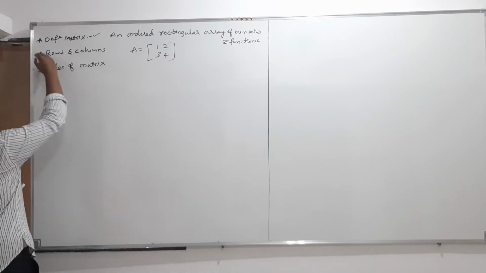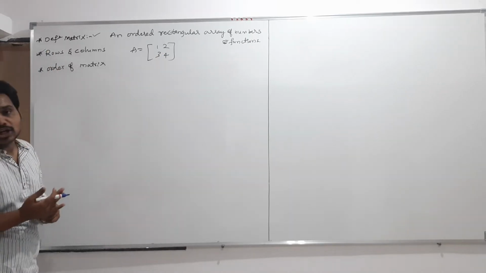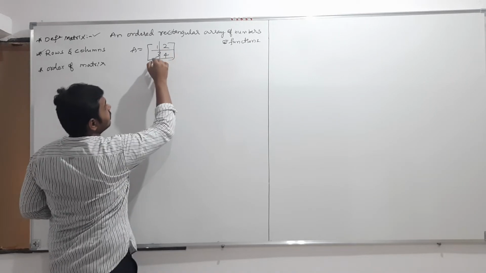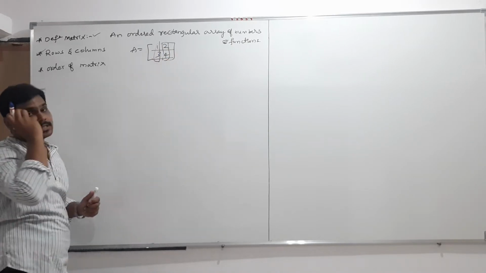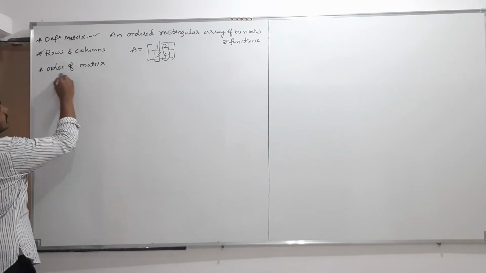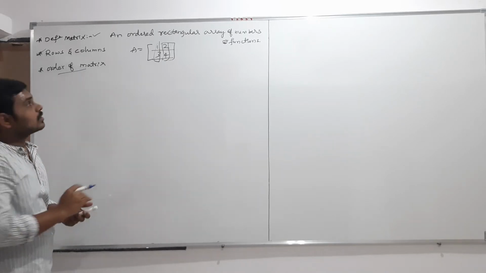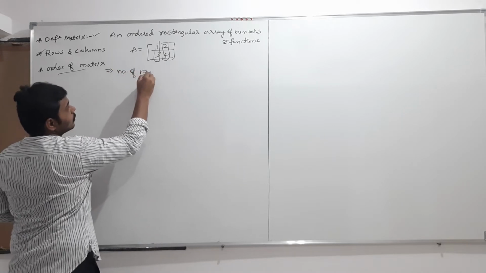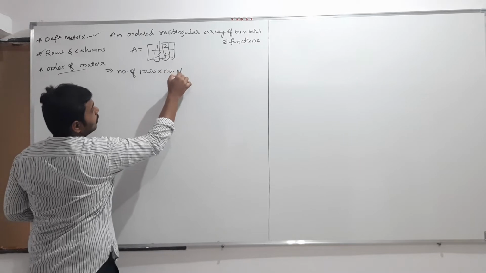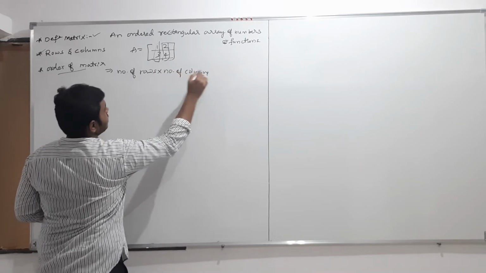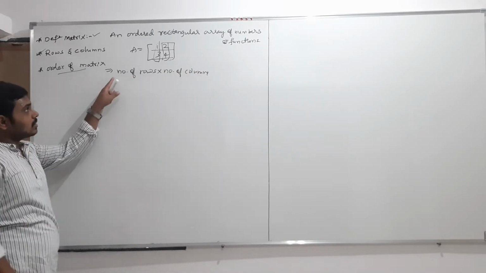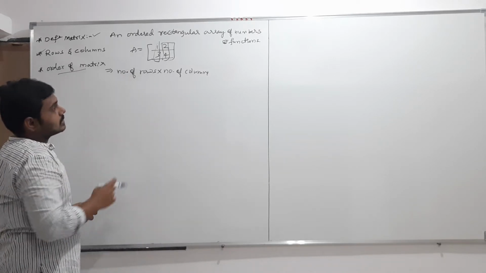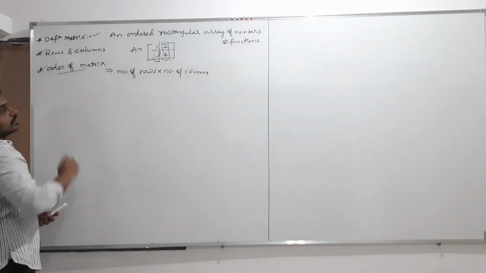And next we discussed what is meant by rows and columns. Rows: the horizontal lines constitute the rows and the vertical lines constitute the columns. After this we discussed what is meant by the order of the matrix. The order of the matrix is nothing but the number of rows into the number of columns. In short I am writing number of rows and number of columns will give you the order of the matrix.